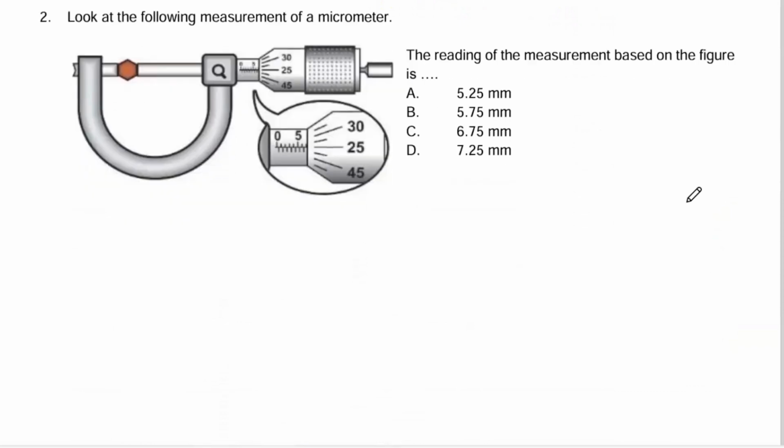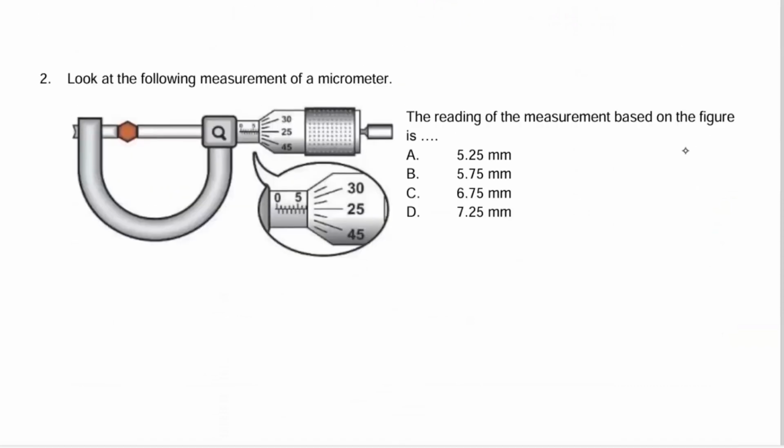Then question number 2. For question number 2, we are given a picture of a micrometer screw gauge, and the question is again what the reading is. We have the main scale as usual, but be careful with the micrometer. As you see here, it goes 0, 1, 2, 3, 4, 5, right? And there is also the half part on the lower part, which means 0.5, 1.5, 2.5, 3.5, and so on.